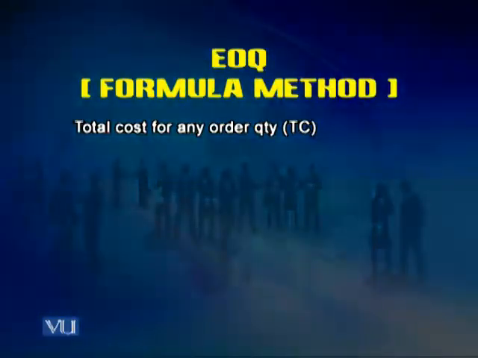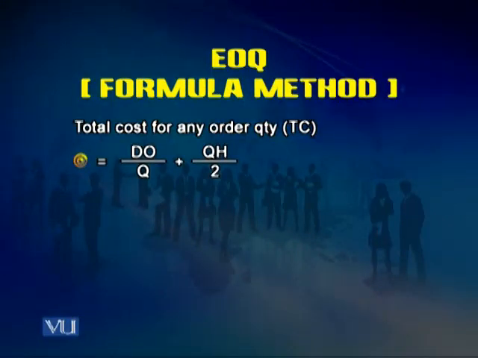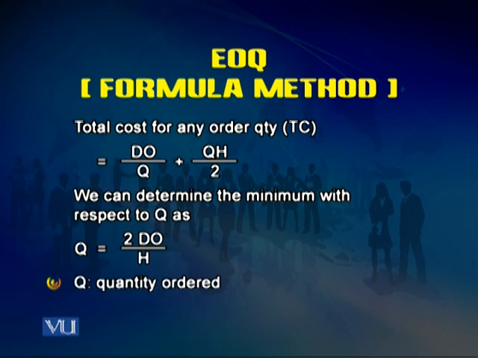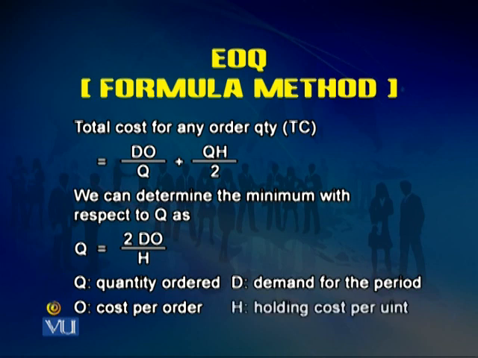So now we have given letters to denote the various types of costs. DO over Q is the ordering cost and QH over 2 is the holding cost. Hence the total cost for any order quantity, TC, is going to be DO over Q, the ordering cost, plus QH over 2, the holding cost. We can determine the minimum with respect to Q as Q is equal to the square root of 2DO over H. Q is the quantity, D is the demand for the period, O is the ordering cost per order, and H is the holding cost per unit.